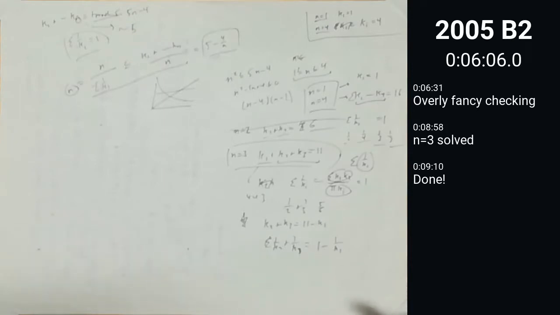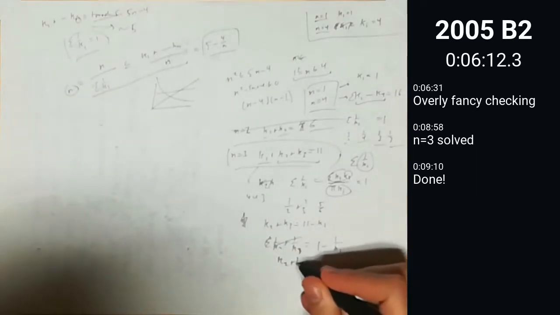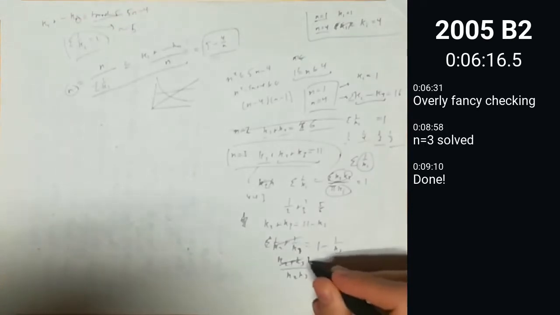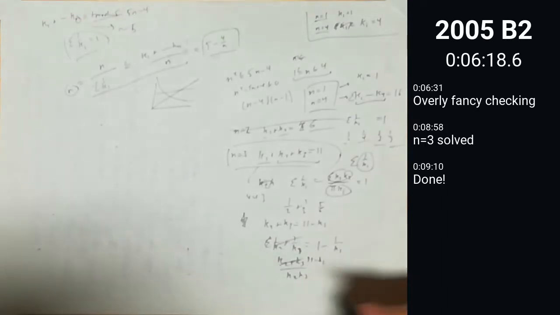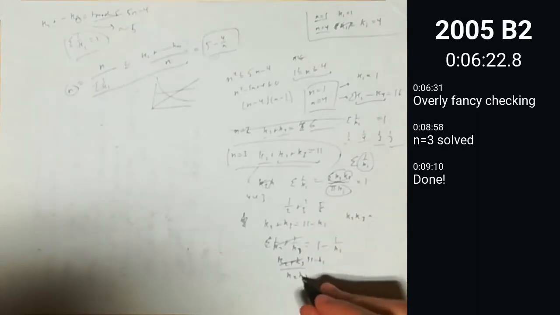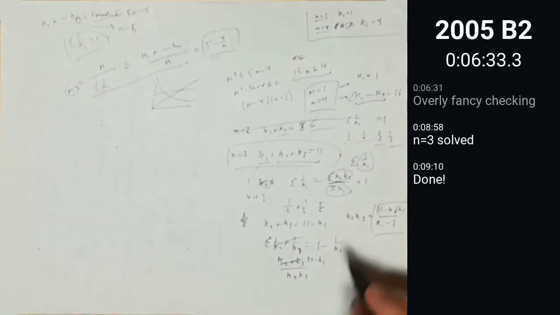Okay, pretty sure we can come up with a way to solve this uniquely. Yeah, okay, so this is just the sum K2 plus K3 over K2 K3, and this is equal to 1 minus 1 on K1, which means that K2 K3 is equal to 11 minus K1 on 1 minus 1 over K1. So K1 minus 1, and then multiply this by K1. Okay, we get this, and this has to be an integer.